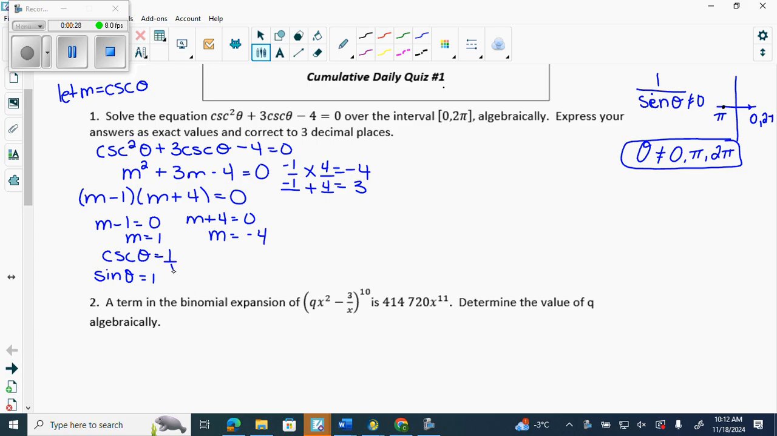Okay. This one's going to be cosecant theta equals negative 4, which is negative 4 over 1. So sine theta equals what? Negative 1/4. That isn't nicely on the unit circle, so that one's going to cause us problems. They don't always give us solving ones that are on the unit circle, which makes it harder.